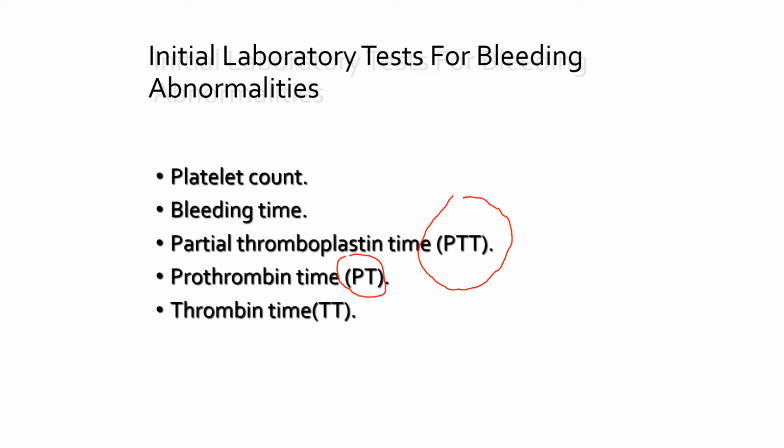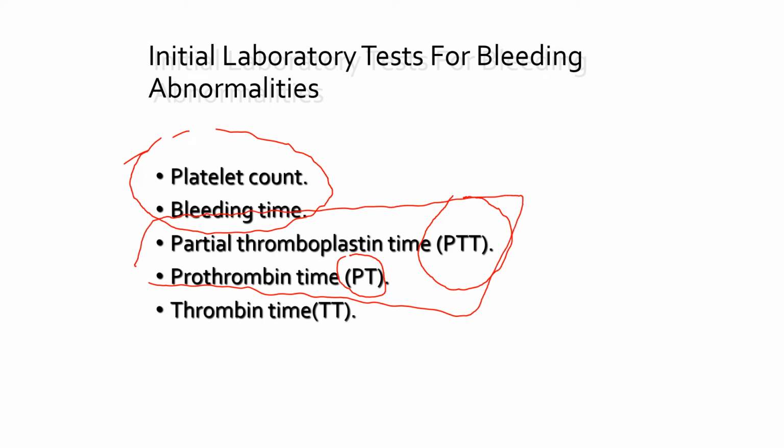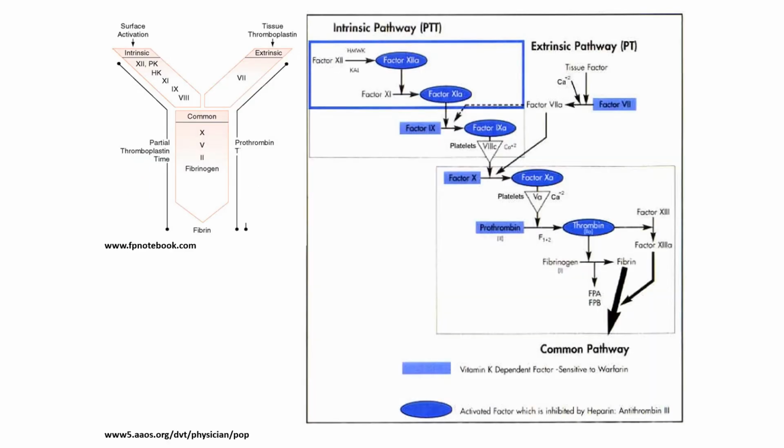So to summarize, we have the platelet phase and the coagulation phase. For the platelet phase, you have two tests: the platelet count, which is a quantitative test, and the bleeding time, which is a qualitative test to assess the quality of the platelets. For the coagulation phase, you have two tests: the PTT test, which assesses the intrinsic pathway, and the PT test, which assesses the extrinsic pathway.